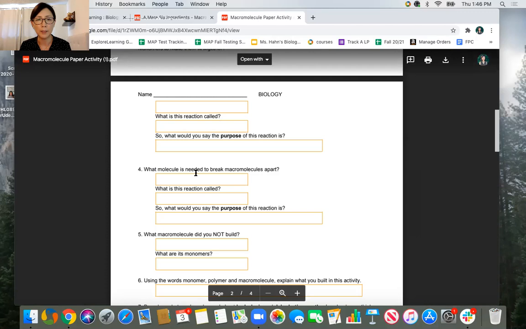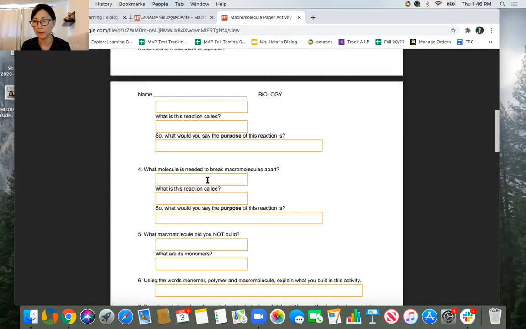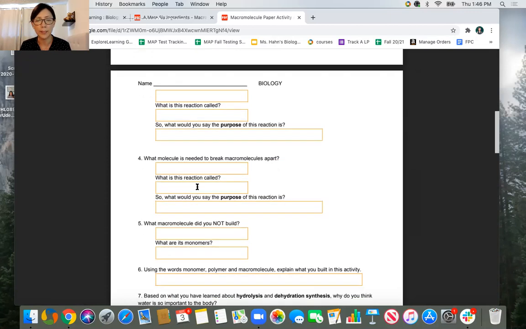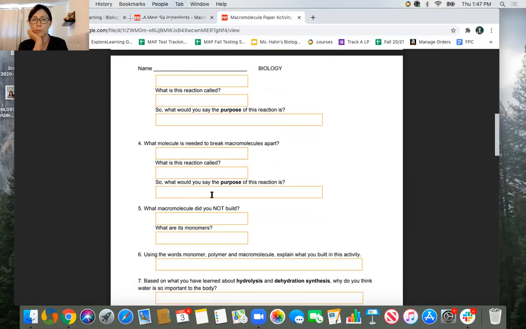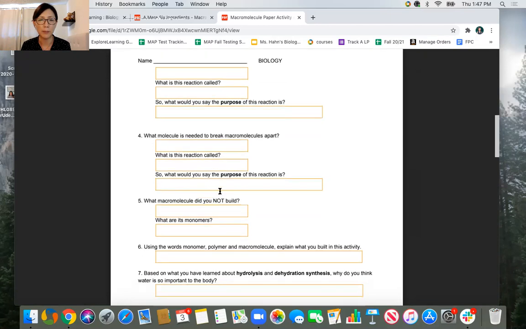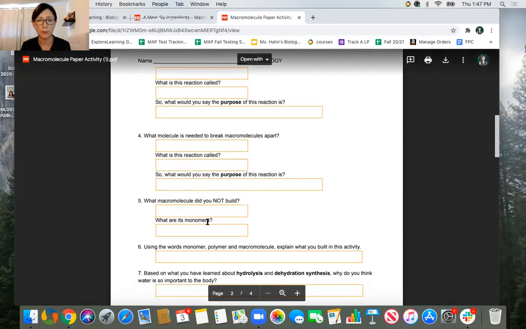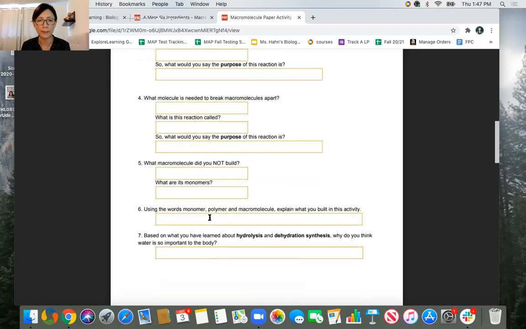Okay. Same thing here, what molecules need to break them apart? What do we have to add in order to break them apart? Okay. It's the same thing we took out. What is this called? Starts with an H. And what is the purpose of this? Well, when we eat macromolecules, we need to break them down so that our body can use them to rebuild macromolecules that our body needs. Okay, which one did we not build? That would be the nucleic acids.